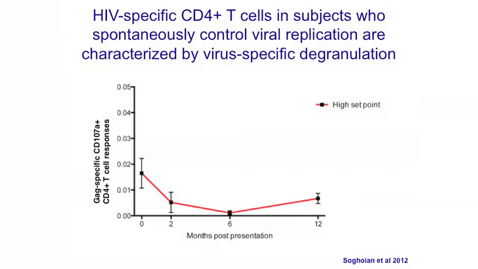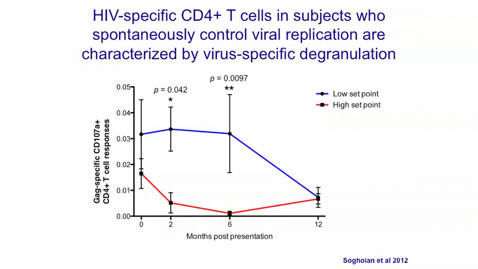So we next wondered whether these are cytolytic CD4 T cells, so have the ability to degranulate upon stimulation. Again, in the patients that reached a high virus set point, we see an initial decrease and a very low level of the ability to degranulate. In contrast, in the patients that were able to control viral replication, we see at the 2 months and 6 months time point a significant expansion of the cytolytic or degranulatory CD4 T cell responses. And again, this happens before we see any differences in terms of viral load.